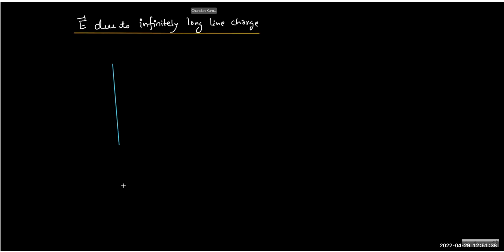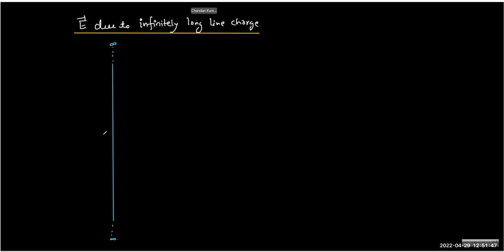So electric field due to infinitely long line charge. So again, because we have a line charge and that is infinitely long, there are two ways to interpret it.